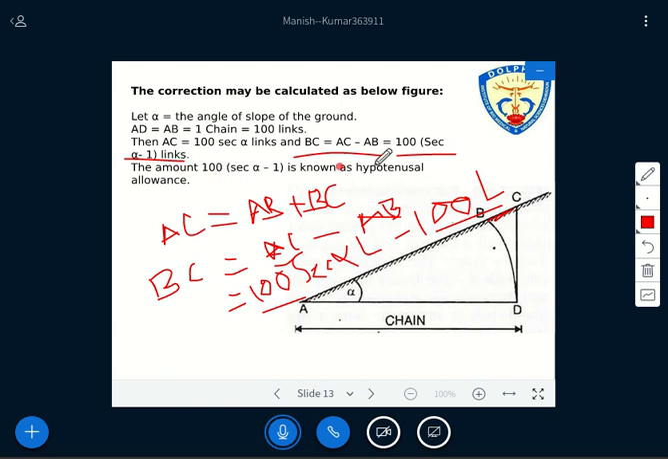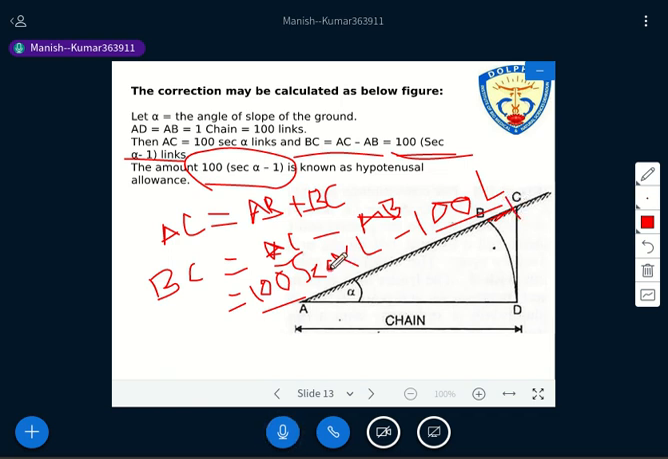Now, the calculation 100 sec alpha minus 1 is known as hypotenusal allowance. We have to follow the same principle until the end of the line that has been surveyed or measured. Is it clear? So the next chain length will be started from C.